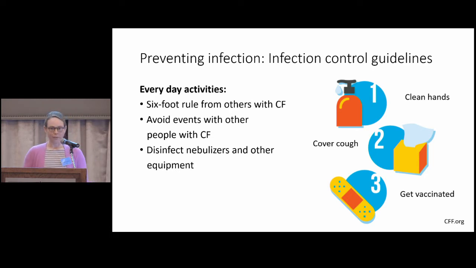The 6-foot rule we've talked about a little bit, and again, the movie 5 Feet Apart is a play on this. They're taking the 6-foot rule and they're reducing it to say they're going to be closer than this, but the guidelines are 6 feet apart from other people with CF, avoiding events with other people with CF, and then disinfection of your nebulizers, other devices for airway clearance, and keeping those clean per the guidelines. Things that are important in preventing infection in people without CF are even more important with CF. So cleaning your hands, covering your cough, and then getting vaccinated for influenza and for the regular childhood vaccines and so forth.